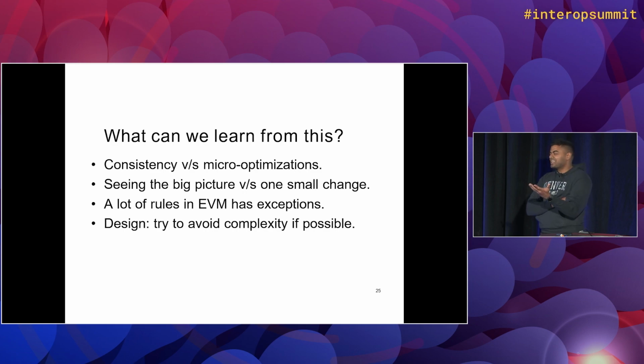And the second thing I can tell from the talk is a lot of rules in the EVM have exceptions. I mentioned the returndatacopy exception, the exception about precompiles and extcodesize. We should always keep it in mind when you're trying to design something. There's always some exception that will come along and might bite you back. And one thing I can tell you when you are trying to design is try to avoid complexity if you can do it.